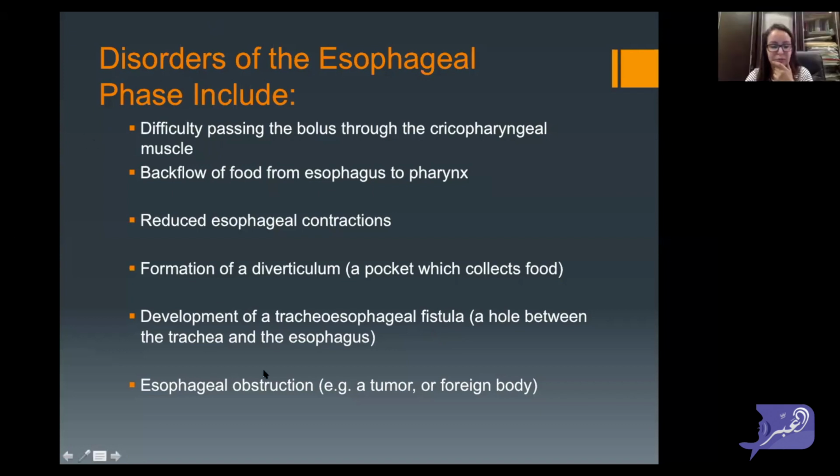But I think one of the more common problems of the esophageal phase is the growth of a tumor or cancer within the esophagus. It's very prone to cancerous growths, that region. And so you have esophageal cancer, mainly being the cause here of dysphagia.